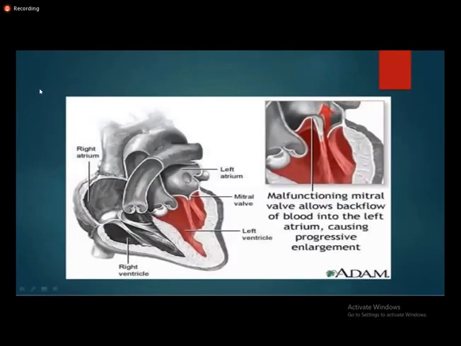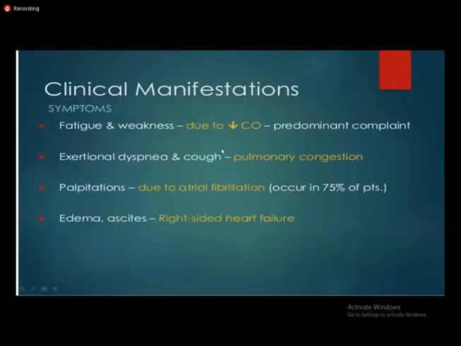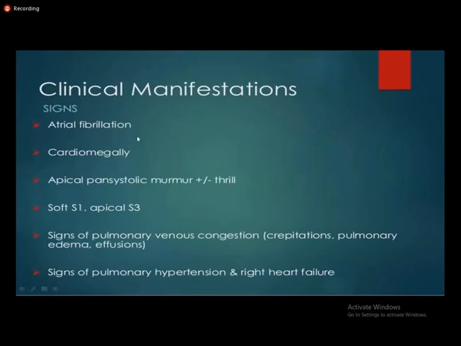What are the clinical manifestations of mitral regurgitation? Most important is exertional shortness of breath, which is due to pulmonary congestion. The lungs become flooded with fluid, which also gives shortness of breath and orthopnea. Due to decreased output, there is fatigue and weakness. Palpitations can occur due to atrial fibrillation, and edema and ascites when there is right-sided heart failure. Signs: you can have atrial fibrillation.